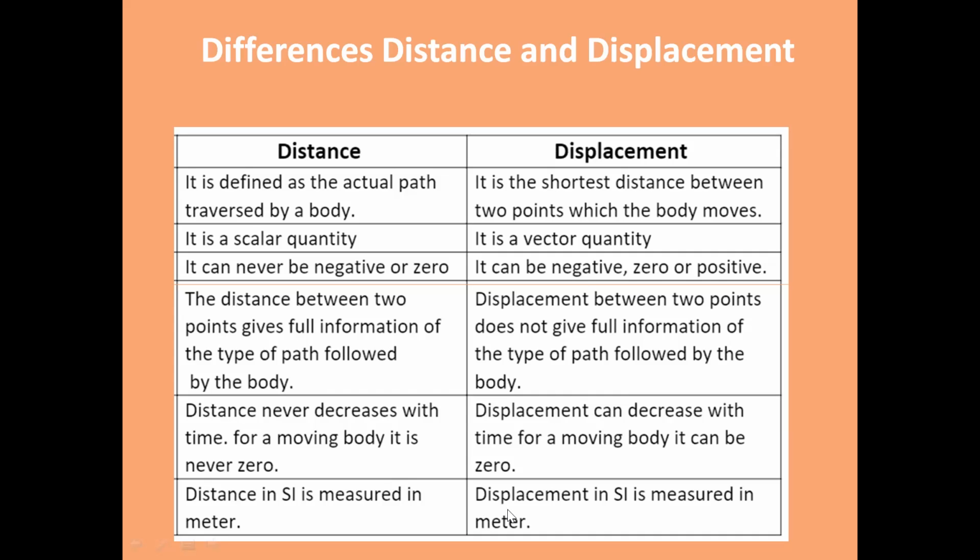Both distance and displacement are measured in meters. It depends on the total length. If the length is too long, we express the distance in kilometers or miles. But displacement, as it is the shortest path, will most of the time be measured in meters.